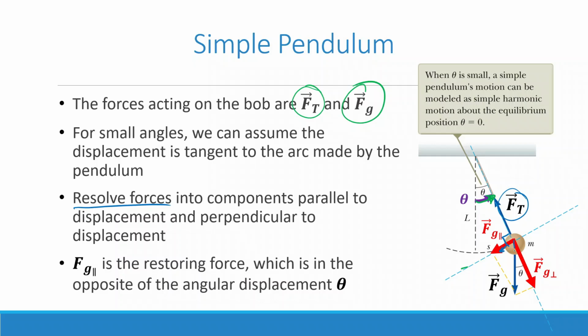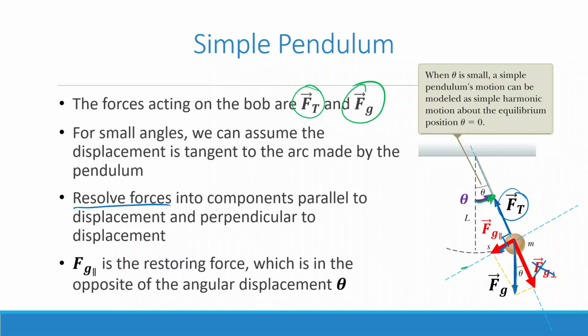My gravitational force is at an angle. So to handle that, I'm going to resolve it into a component that's parallel, which is this FG parallel over here, and a component that is perpendicular. We know that perpendicular components to the displacement cannot be part of the restoring force, so we don't worry about FG perpendicular.